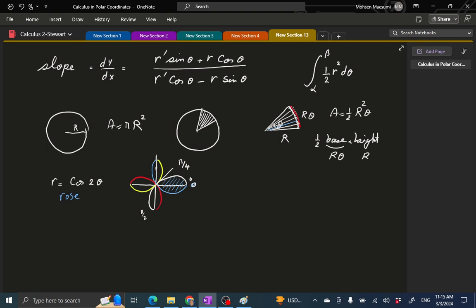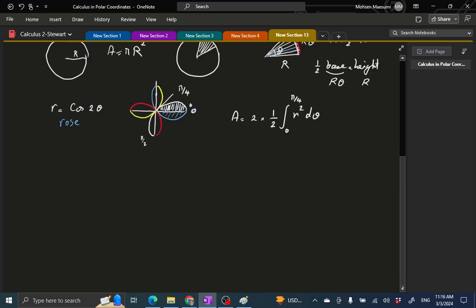So I can go ahead, for example, and calculate the area of this half petal and then double it, and then I'll have my area. So I can say my area is twice, because one petal is going to be 2 half petals. And what I want to calculate is 1/2 of r squared d theta. And I can go from 0 to pi over 4.